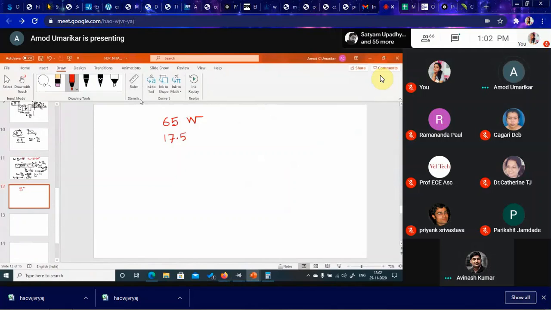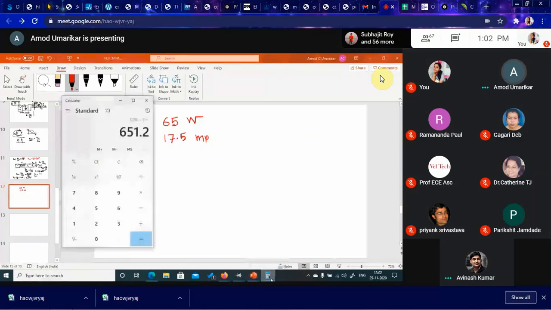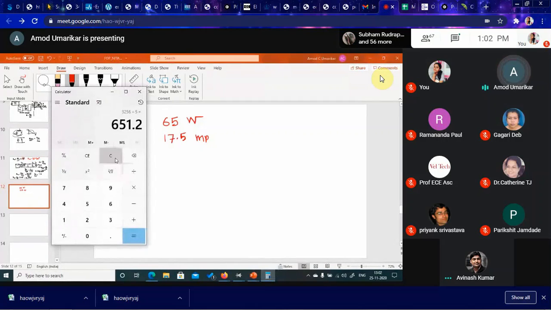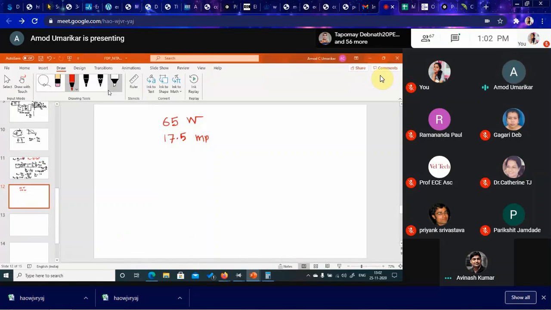its voltage for maximum power point. Okay, and based on these three points, 65 by 17.5, whichever is the current, it's 3.74. IMP is 3.71. Okay.